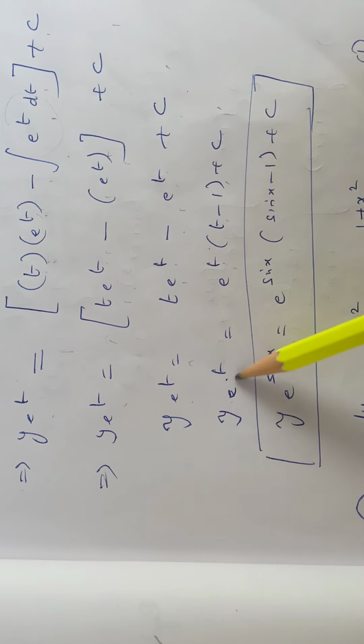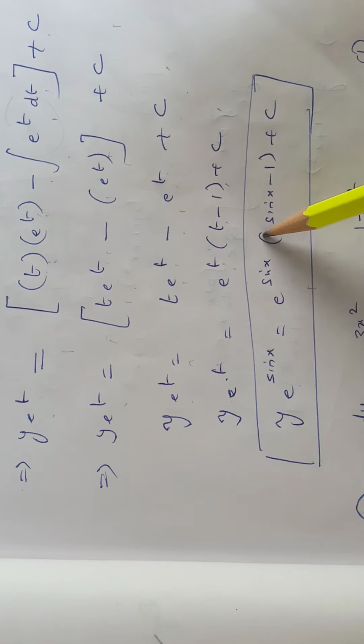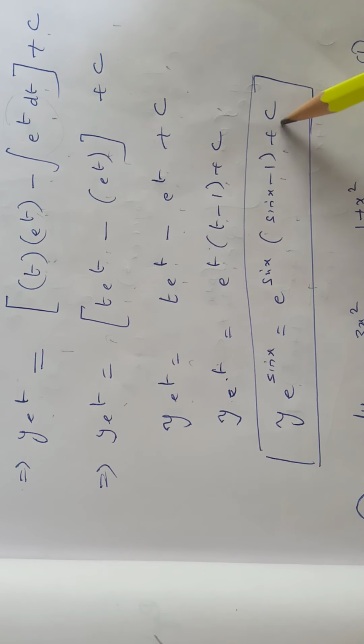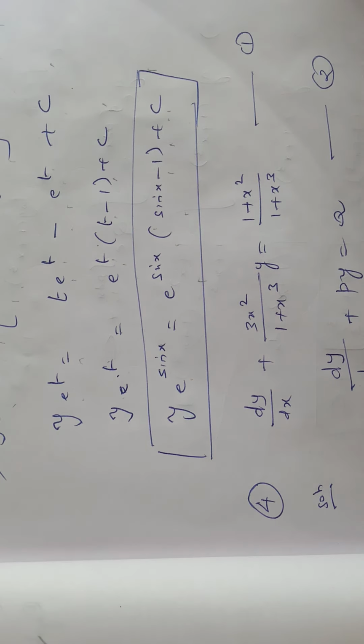So y into e power t can be chosen as e power sin x, equal to e power sin x into sin x minus 1 plus c. Hence the problem. Again, let us move to problem number 4.